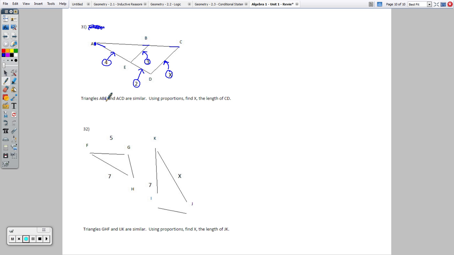So triangles ABE and ACD are similar. And if they're similar, that means they match up in the order that they're written. So ABE matches up in the same way as A to C to D does in the bigger triangle. So let's see what we've got. We've got 3 and 4. I could start with that.